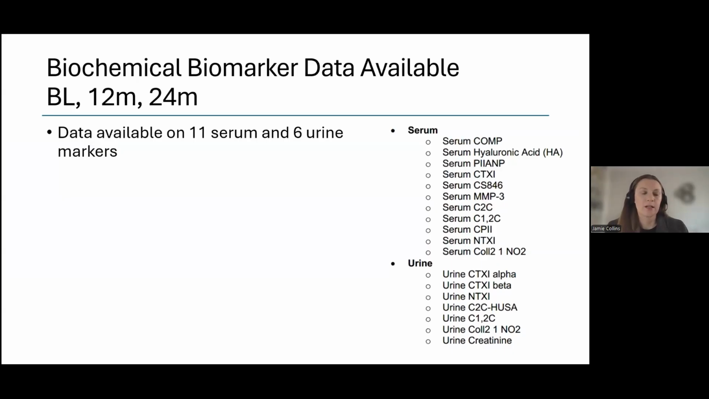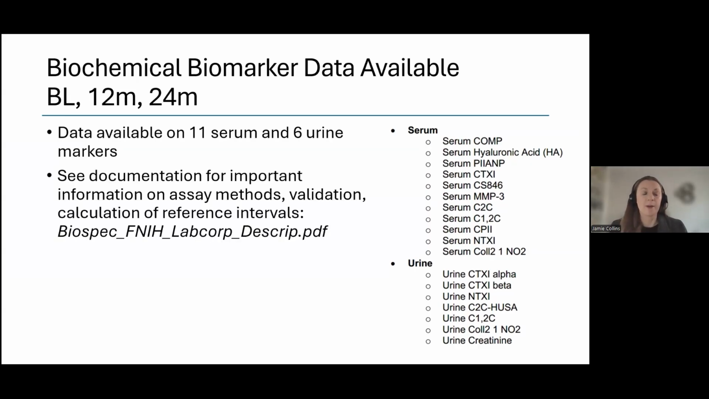Biochemical biomarker data are available, again, at baseline, 12 and 24 months. Data are available on 11 serum and 6 urine biomarkers, in addition to urine creatinine. And you can see the list on the right there. For the biochemical biomarker data, I would really urge people to take a look at the description. This is the document you can see in this bullet here. There's really important information on the assay methods, validation, and calculation of reference intervals. So there's quite a bit of documentation for this biospecimen data, and I would, again, urge you to look through that description in detail.